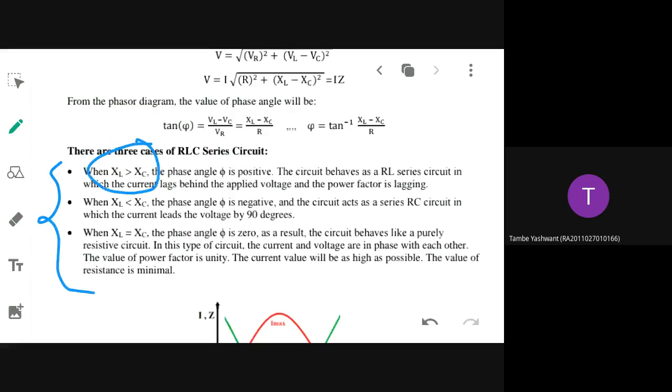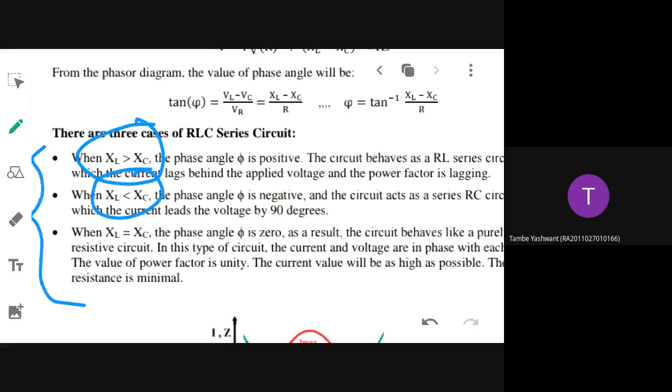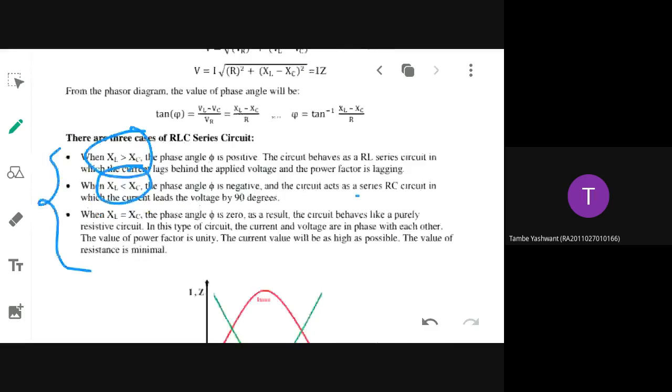They were given here some factors. What will happen if XL is dominant: the phase angle is positive, the circuit will be behaving like an RL series circuit, current will be lagging behind the applied voltage and the power factor is lagging. Suppose if XL is less than XC, that is if XC is dominant, then the phase angle is negative, the circuit will be dominantly RC and the current will be leading the voltage. Suppose if XL is equal to XC, the circuit will behave like a purely resistive circuit, which means the circuit will be called a series RLC resonance circuit, and the power factor is unity. Alright, there are three cases in which the circuit may behave that you need to know.